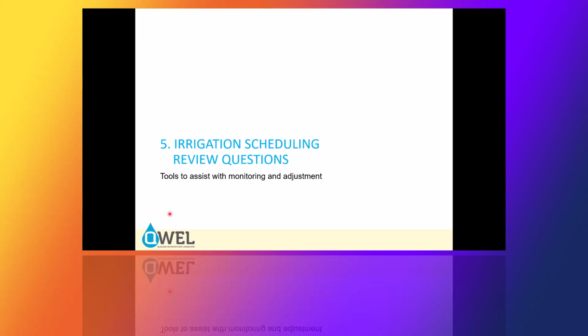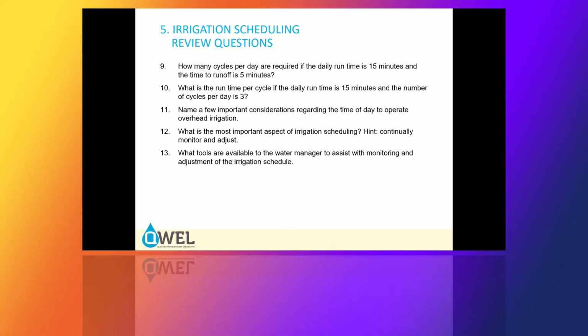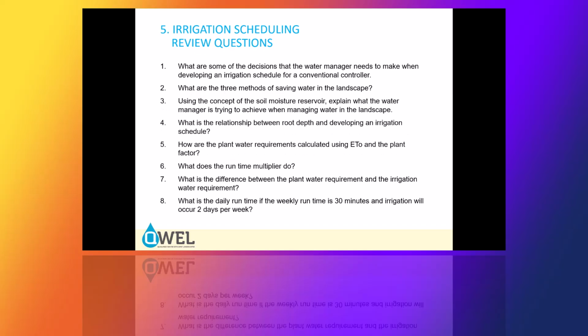All right, here we are, irrigation scheduling review questions. In this case, we've got 2 pages of them, 13 different questions. Be sure you can answer every one of these questions. If you can't, reach out and we'll try to work through it together. All the information should be in this chapter.